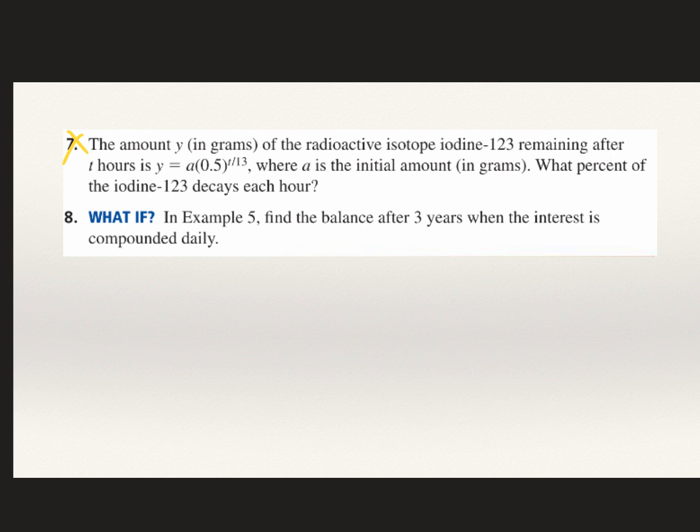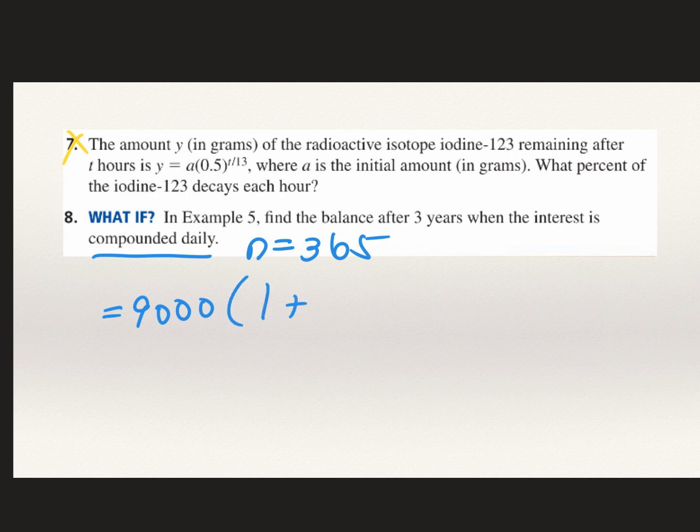All right, what has changed? An example 5, right? We're going to have all the same stuff. What has changed in this question? If I look at number 8. How the money is compounded, right? So your N value becomes what? 365. So we're going to do the exact same thing. We're going to start off with $9,000. Then I have 1 plus.